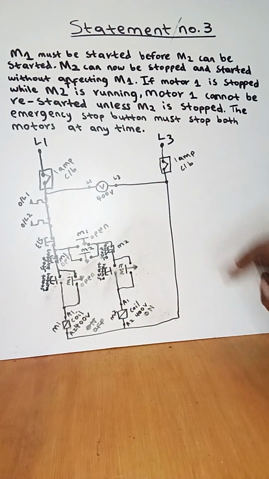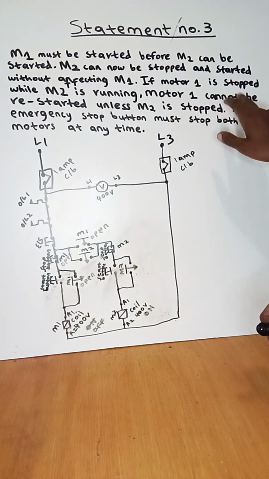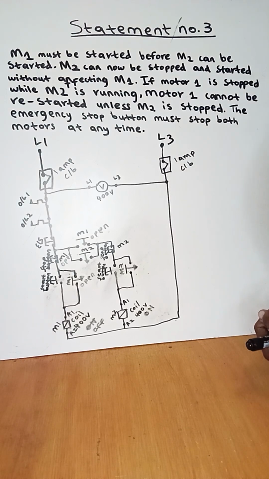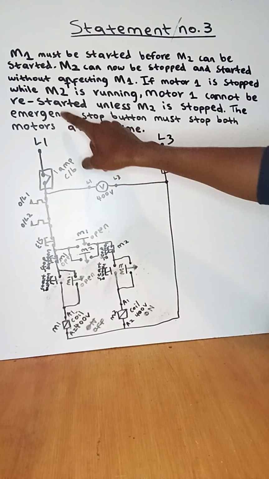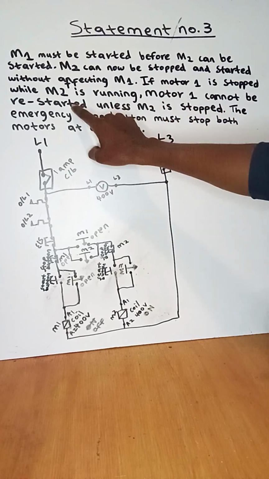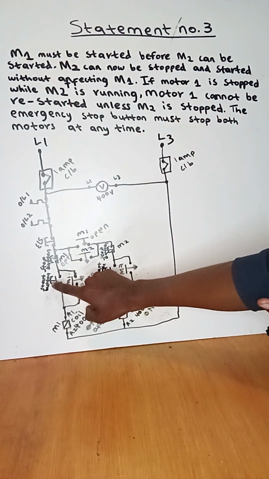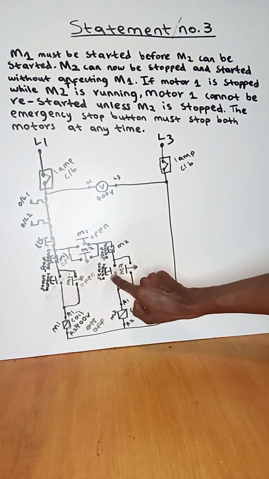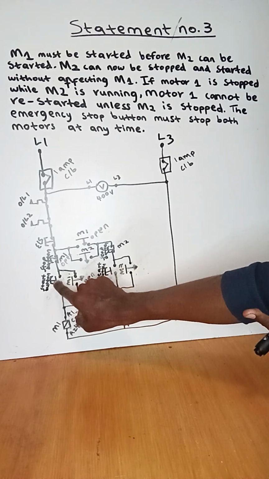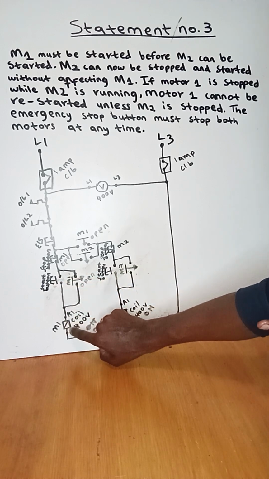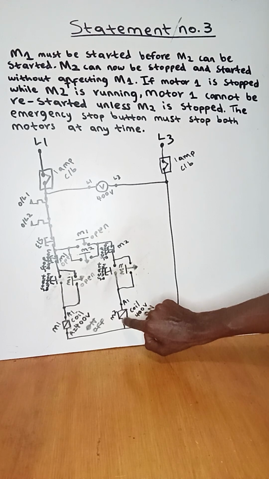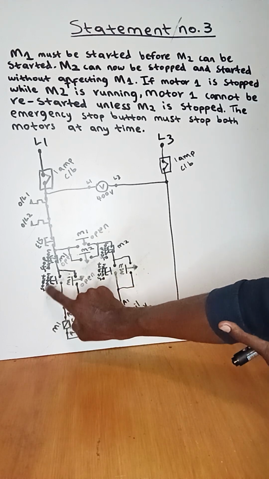So when the statement says motor 1 cannot be restarted, it simply means we must disturb the start button of motor 1 so that it does not restart. This is the start button of motor 1. This is the start button of motor 2. This start button is the one that energizes the coil of motor 1, and this start button is the one that energizes the coil of motor 2. So which means this is the start button of motor 1.